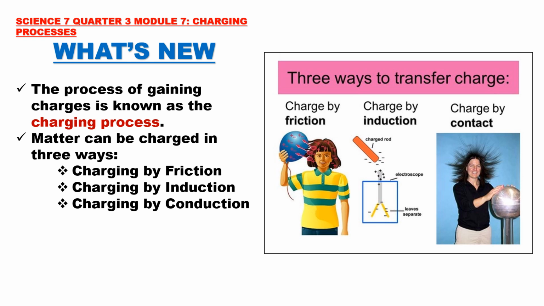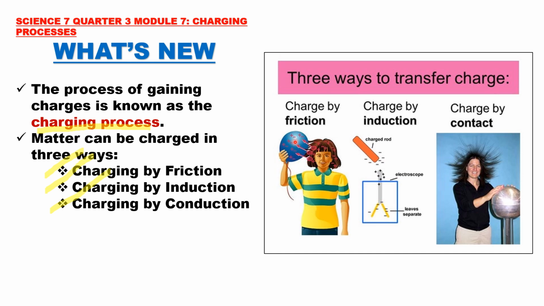The process of gaining charges is known as charging process. Matter can be charged in three ways: charging by friction, charging by induction, and charging by conduction. So to give you an overview of what these three types of charging processes mean, let us take a look at this picture. In charging by friction, there needs to be rubbing of the two objects together.